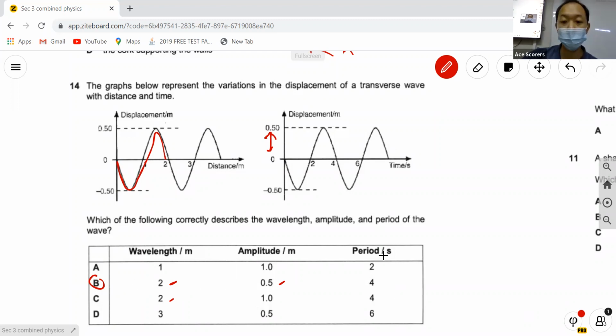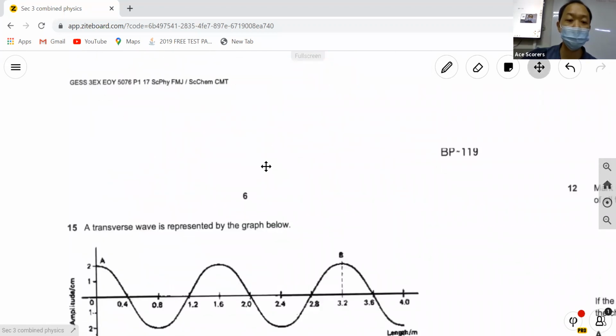Okay, period is 4 seconds. What's the definition of period? Time taken for one wave. So what's the time taken for one wave? One wave is 4 seconds. Right, so period is 4. Okay, all right. Next one.